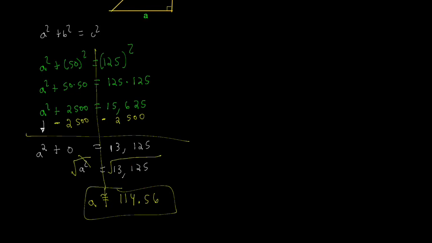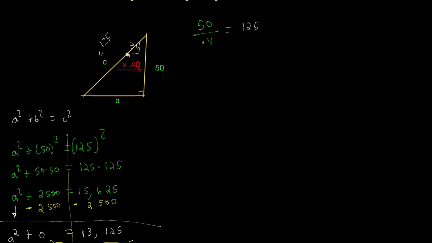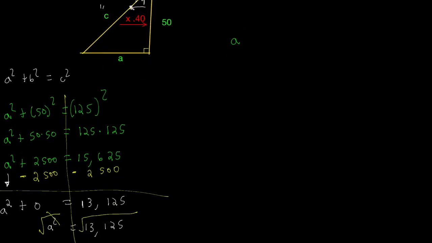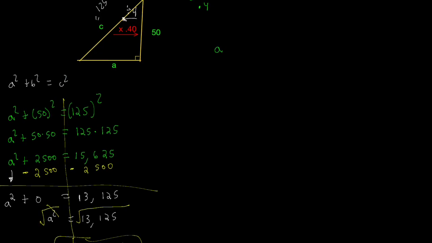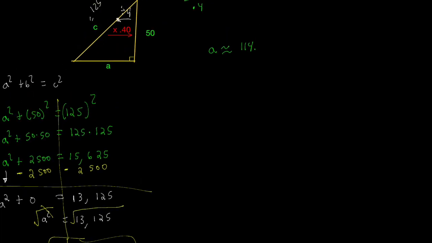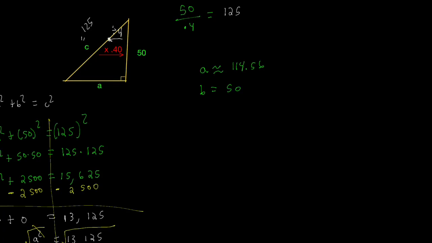And there we have it. So we solved for all three sides. So here we have that a is approximately equal to 114.56. B was equal to 50, and C was equal to 125.